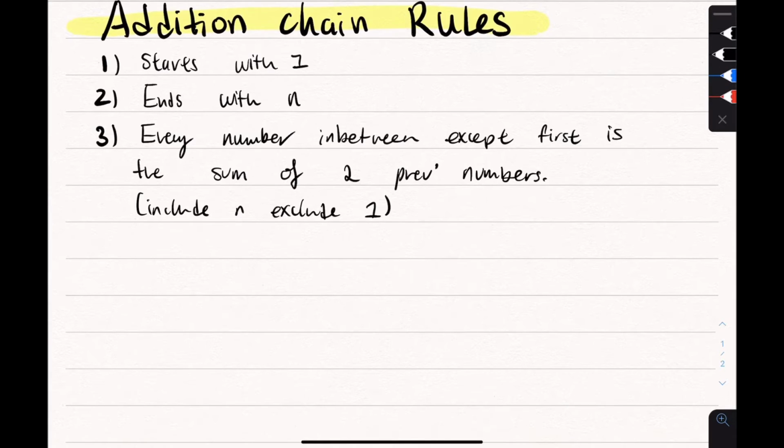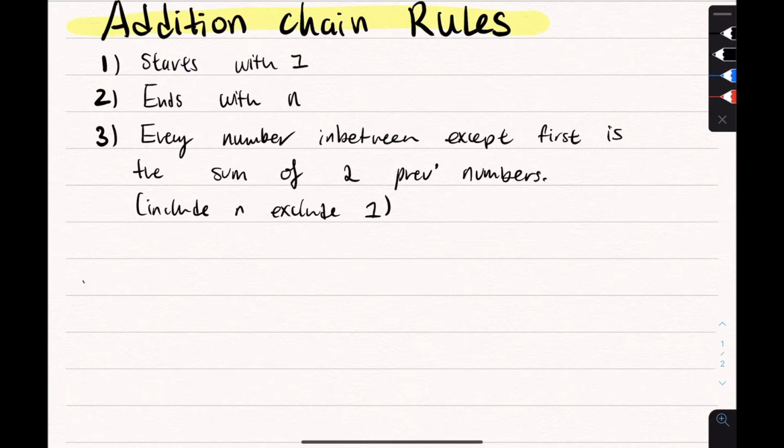We're going to start with some addition chain rules. There are 3 rules that all addition chains must follow. So first, it starts with 1, it ends with n, and every number in between except the first is a sum of 2 previous numbers. So I'd like to clarify that this addition chain is the exponentiation case.